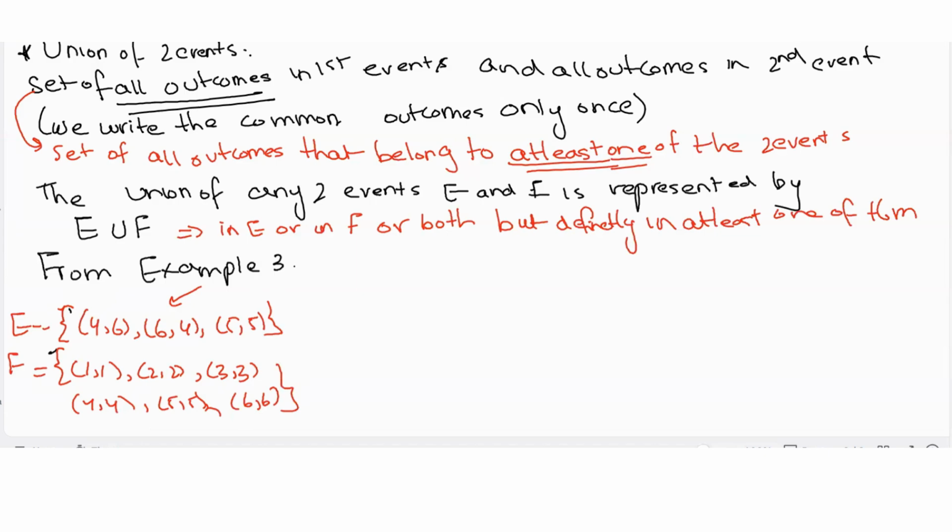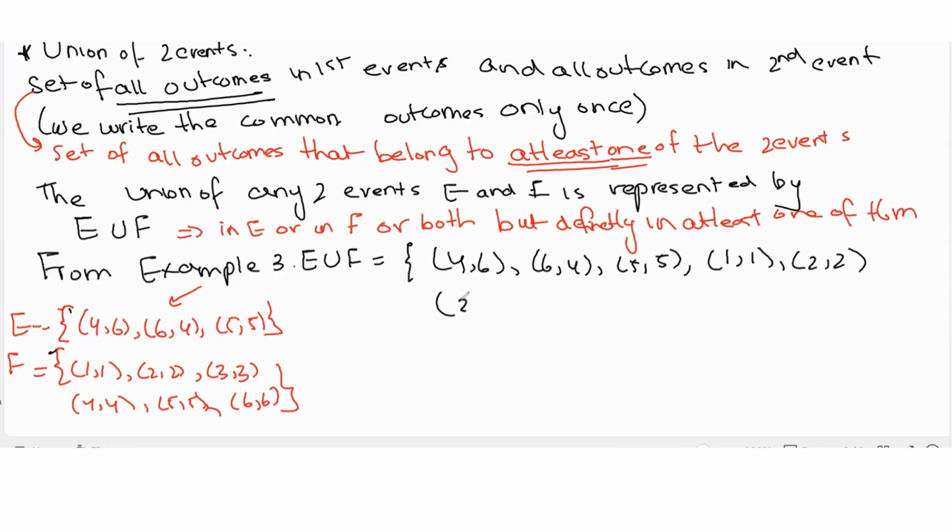So from example 3, we want E union F. When we're looking at the intersection, we only look at the common outcome between them. But when we're looking at the union, it's the set of all outcomes in the first event and all outcomes in the second event. So we'll write down all the outcomes. Let's write the outcomes of E first: 4, 6, then 6, 4, and then 5, 5. So we have all outcomes in the first event, and now we write all outcomes in the second event: 1, 1, 2, 2, 3, 3, 4, 4. Here, we will only write 5, 5 once.